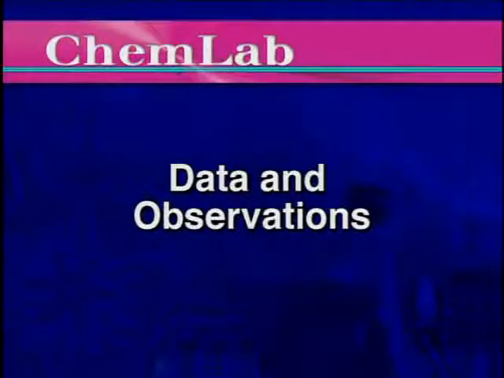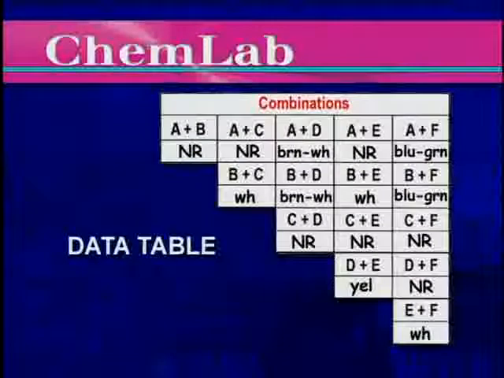Data and observations. Assuming solution A is copper 2 nitrate, B is copper 2 sulfate, C is barium nitrate, D is sodium iodide, E is lead 2 nitrate, and F is sodium carbonate, the grid should look as shown.